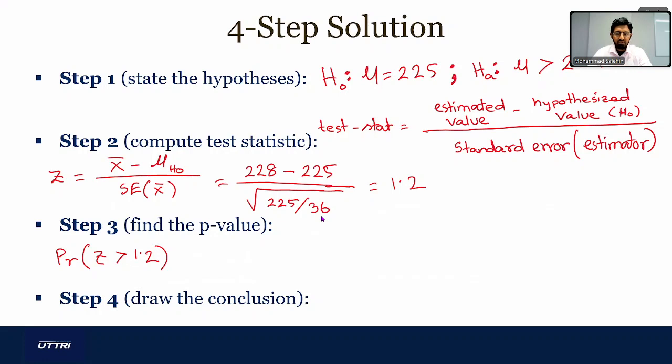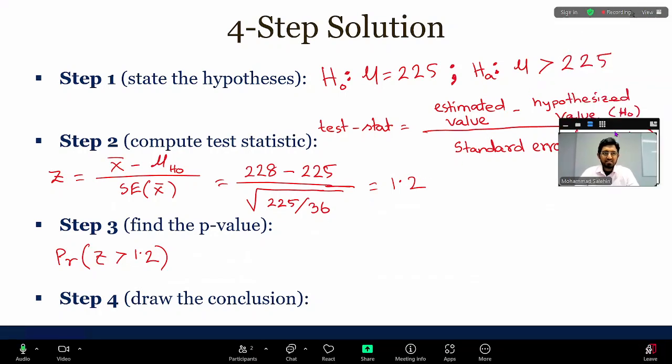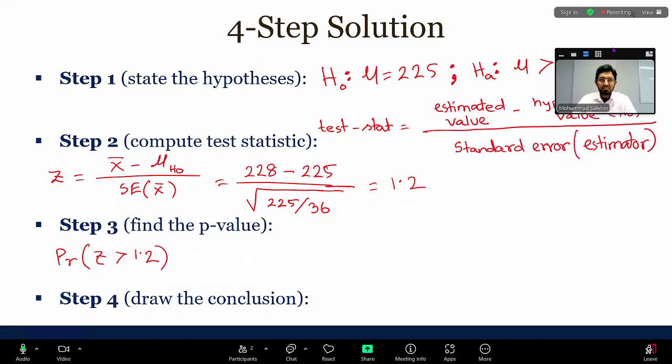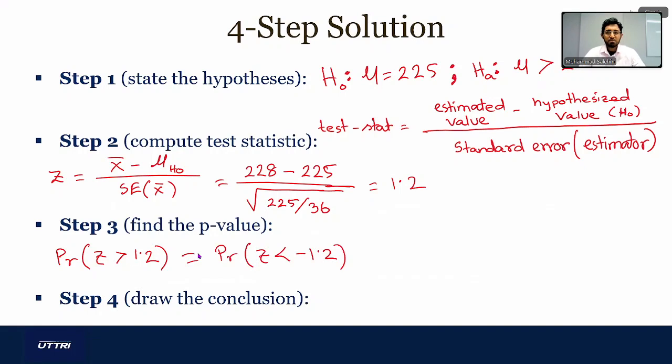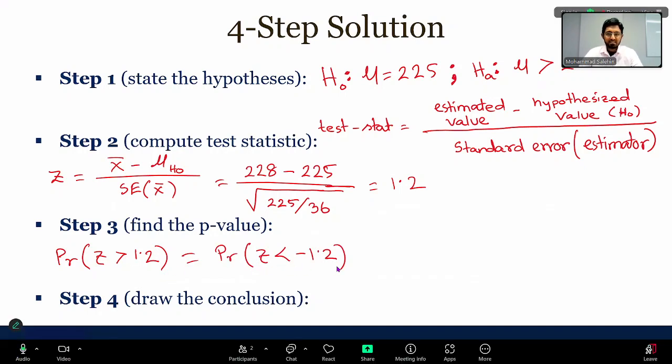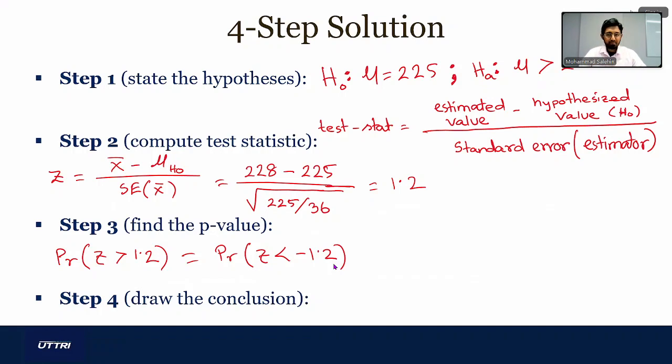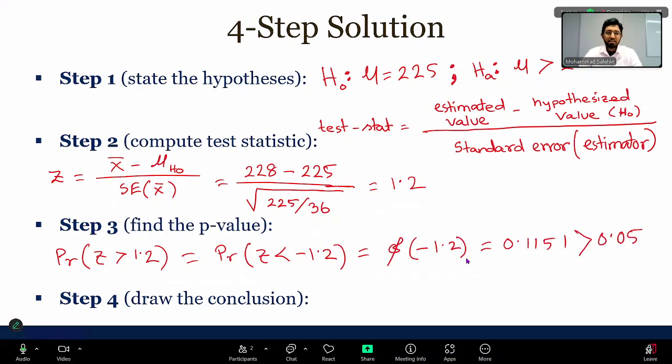So we'll be computing the p-value, and because we are doing a right-sided test, mu greater than 225, we have to calculate the probability of z being greater than 1.2. Now we know z is symmetric, so the probability of z being greater than 1.2 is the probability of z being less than minus 1.2. Usually in the z table, you always get the left-side area. So from the z table, you will find that this value is 0.1151. In the question, we were asked to do the hypothesis testing at significance level 0.05. Our p-value, 0.11, is greater than 0.05.